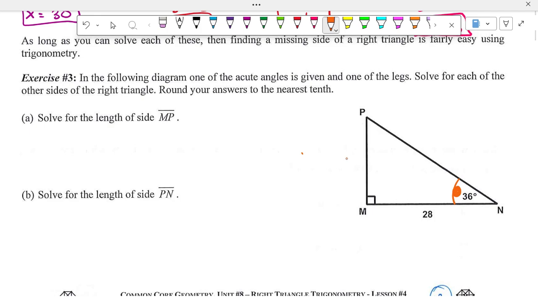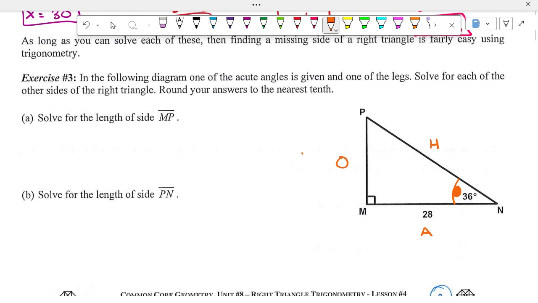Now I'm knowing, what's the hypotenuse? Oh, wait. Am I looking at the right problem? Exercise 3, page 13. Wrong problem. What's the hypotenuse? PN, which makes MN my adjacent.